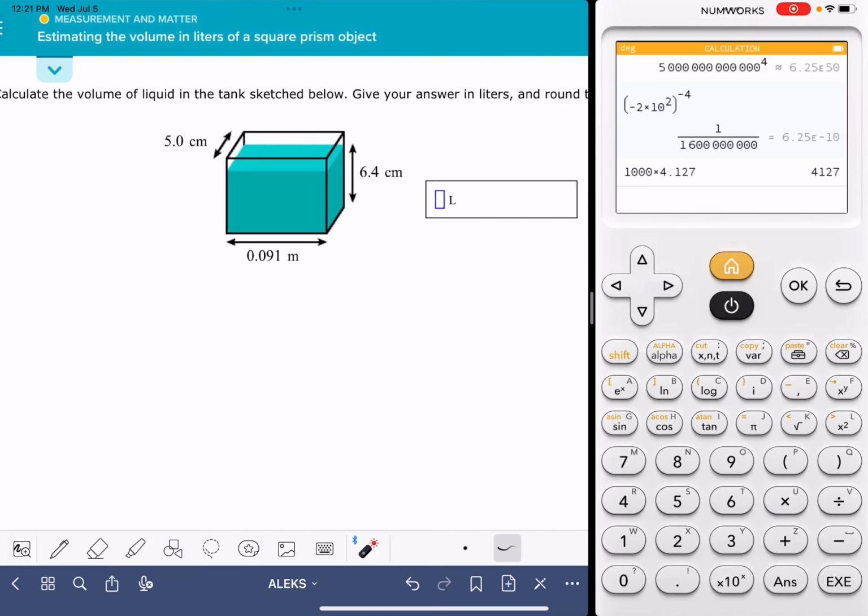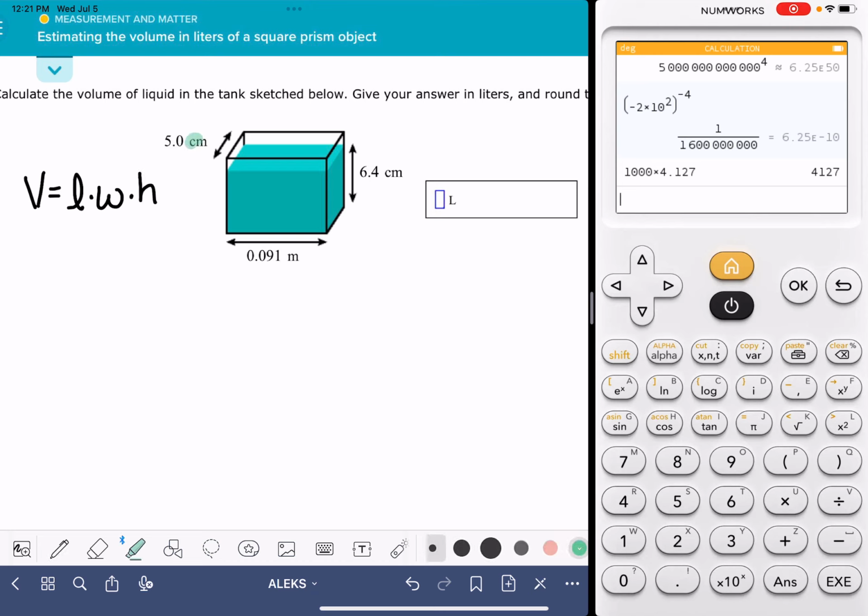In this video, I'm going to show you how to solve the ALEKS problem called estimating the volume in liters of a square prism object. This problem is going to give us a sketch of a square prism object, and it wants us to calculate the volume, which is done by multiplying the length times the width times the height of that object.